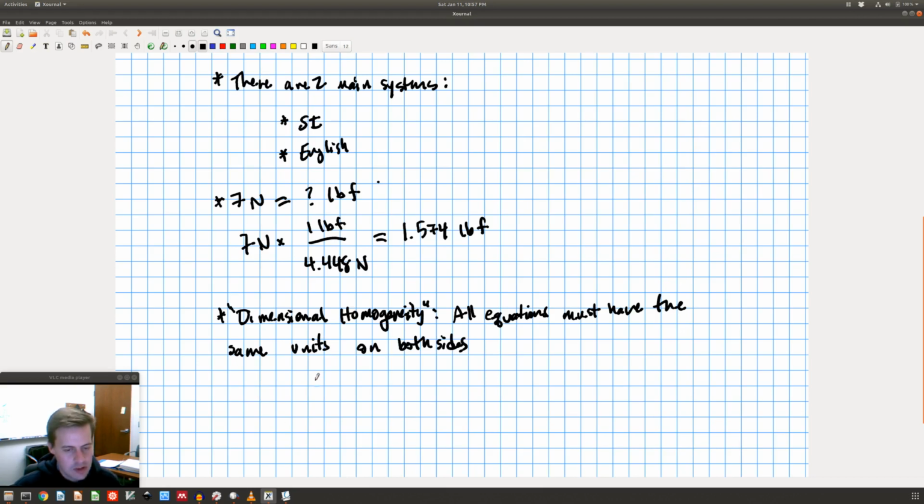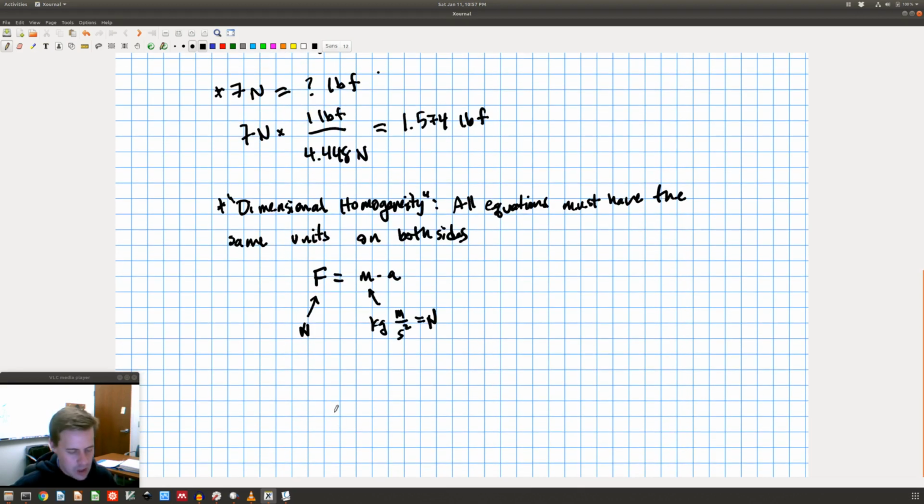So an example of this is force equals mass times acceleration. Over here, if I have newtons, over here I'm going to have kilograms, and this is meters per second squared, but that's equal to a newton. So I have to have newtons equals newtons. So that's dimensional homogeneity, and all equations must obey this.